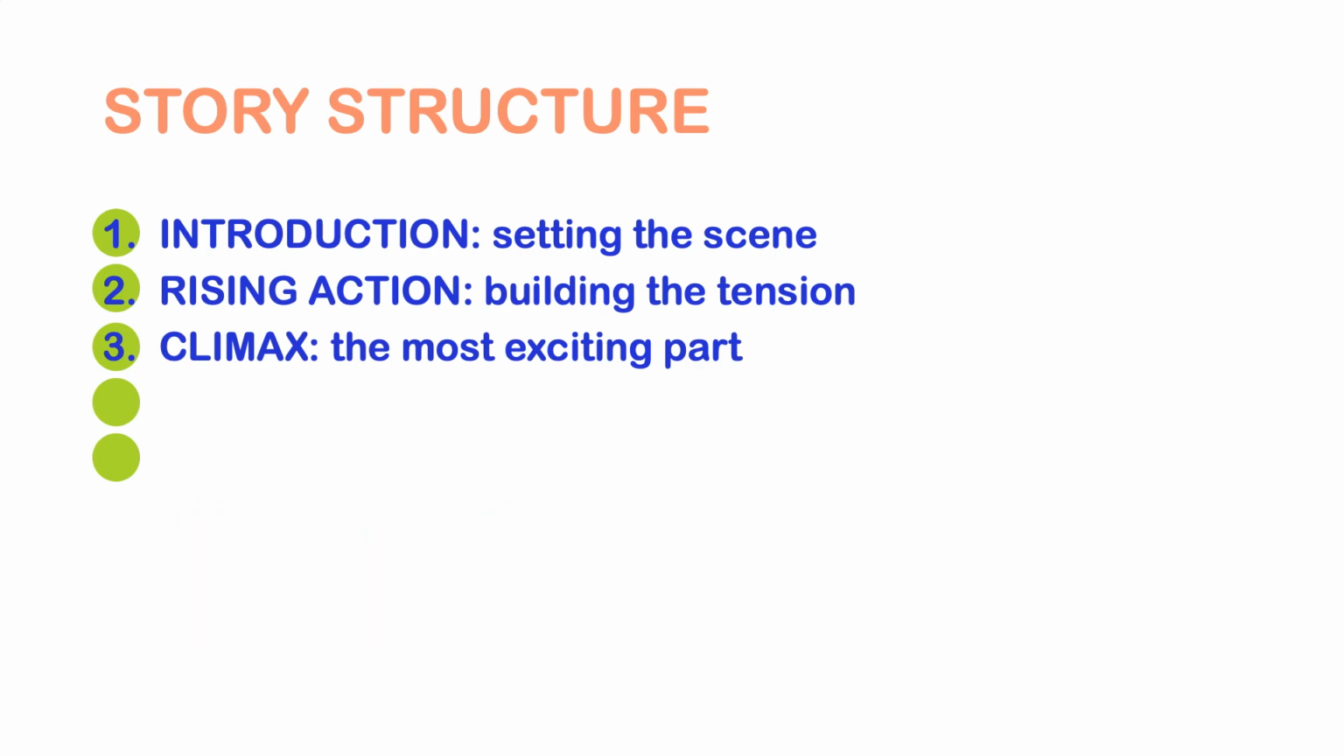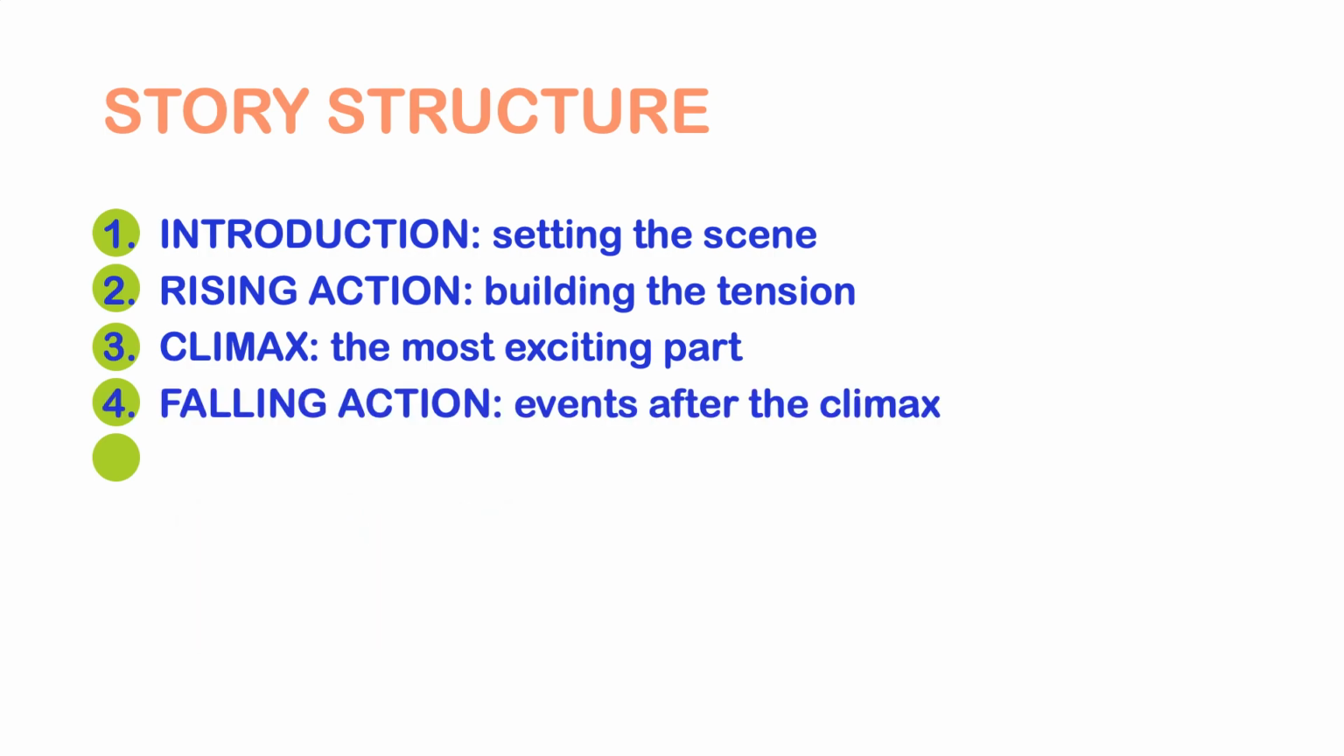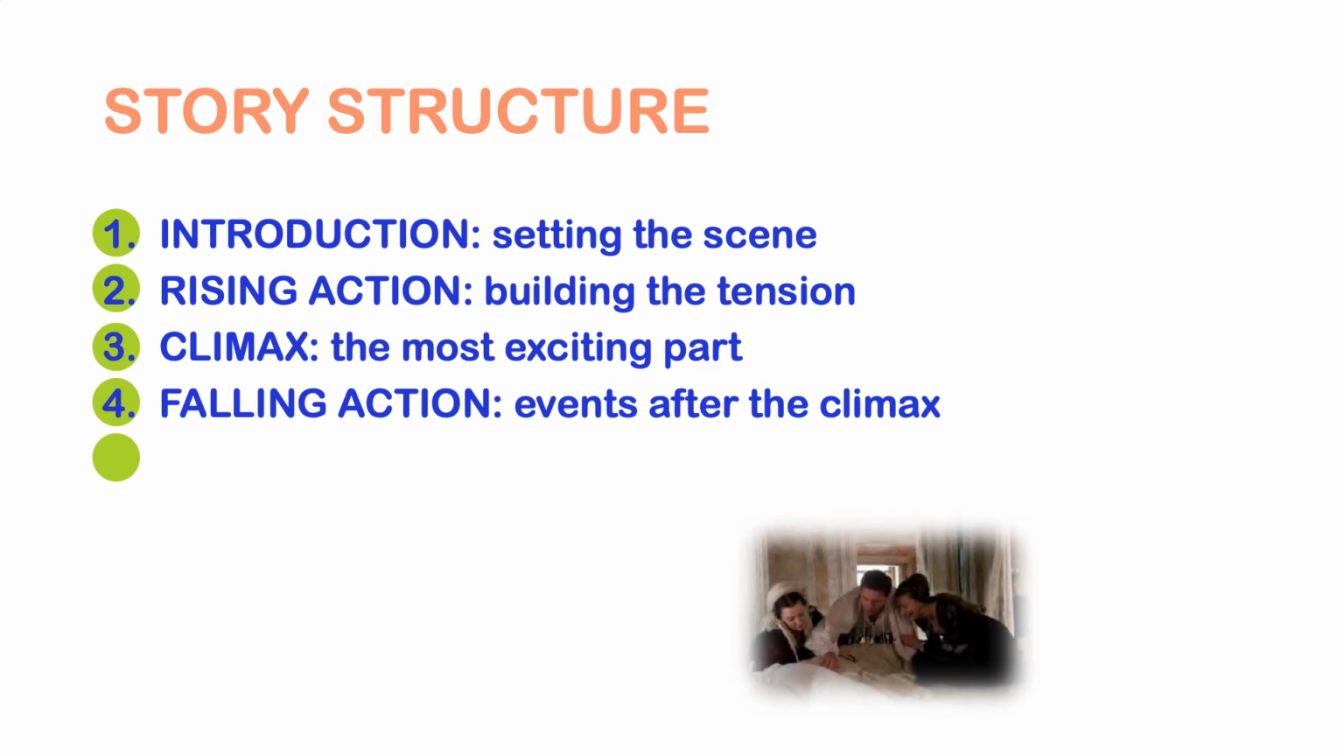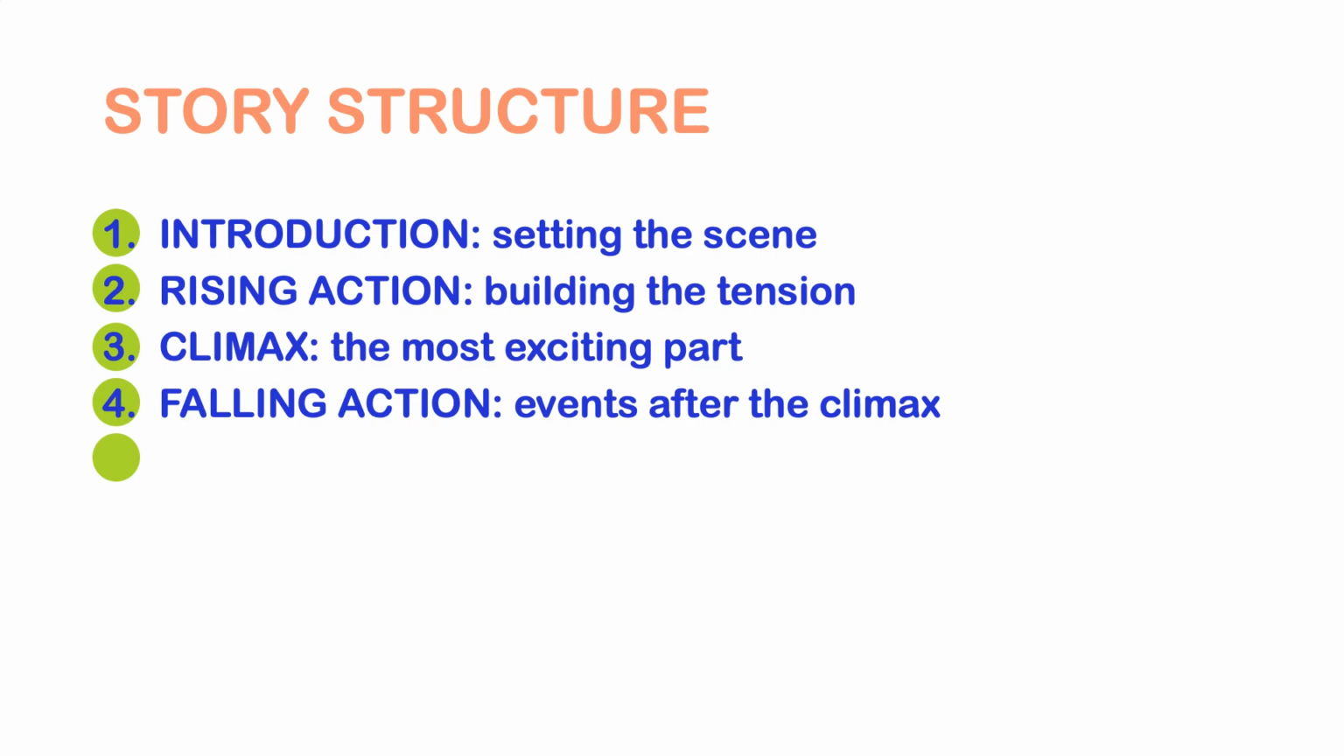After that, things change. That's where falling action starts. Falling action is what happens after the climax. It leads to the end of the story. Things begin to get better or things get even worse. In Romeo and Juliet, for example, Juliet fakes her death. Believing Juliet is dead, Romeo buys poison to end his life.